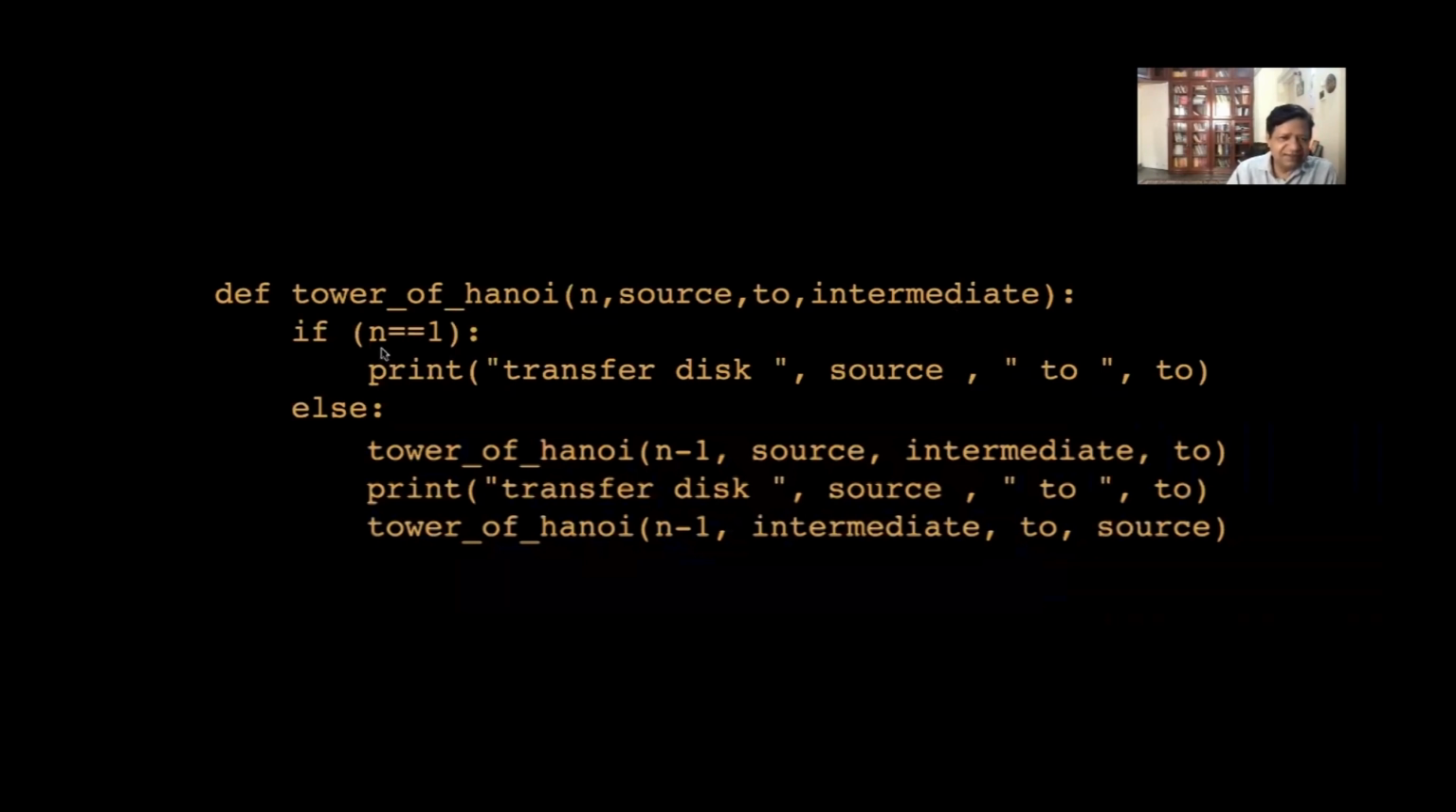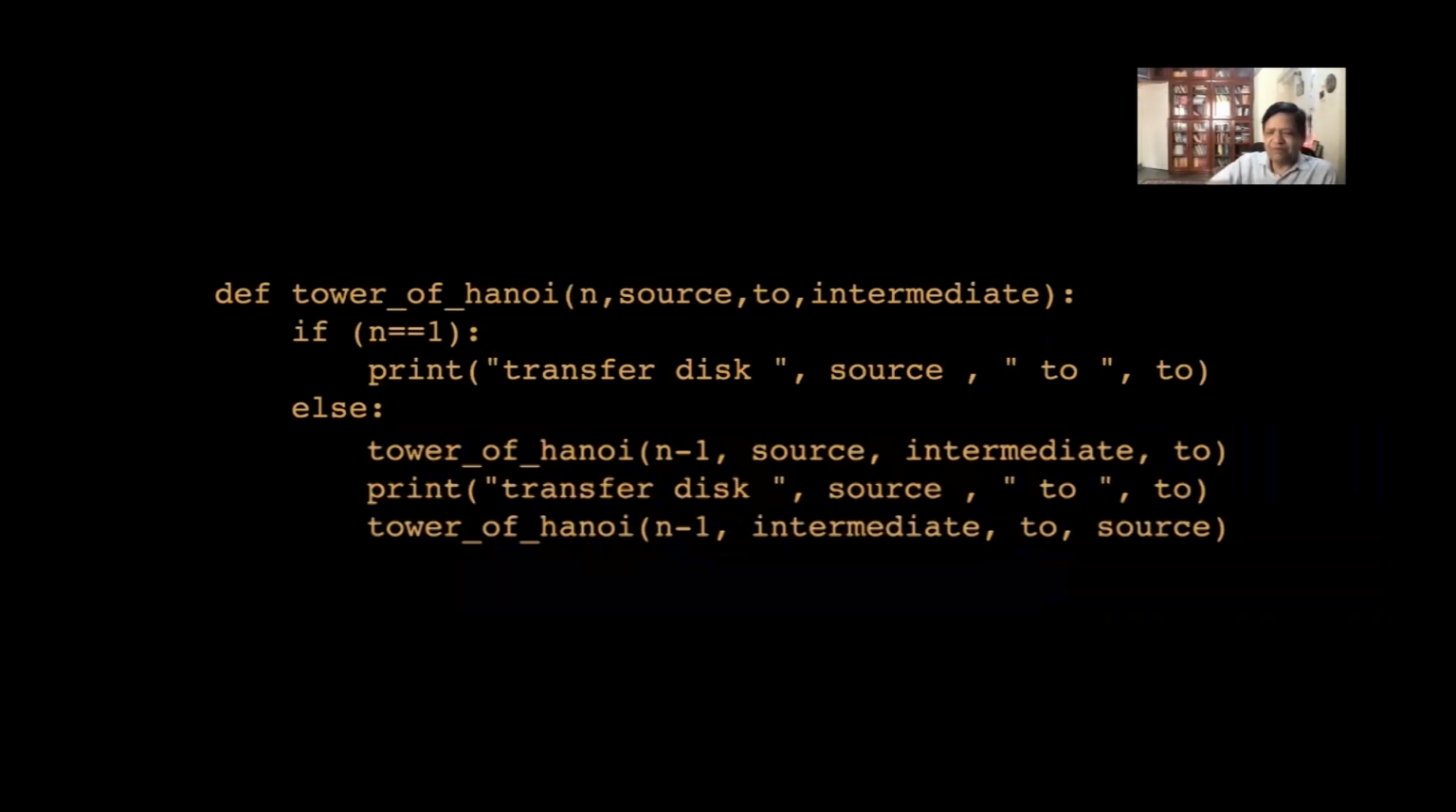Now the structure of the function is: if n equal to 1, print transfer disk. This is only one disk, so I can give the solution right away, from source to destination. Intermediate I don't write. But if it is not equal to 1, then call tower of Hanoi with n minus 1 disks, going from source to intermediate. Remember, I transferred n minus 1 from A to B, not to C. A to B, but the destination becomes the intermediate peg.